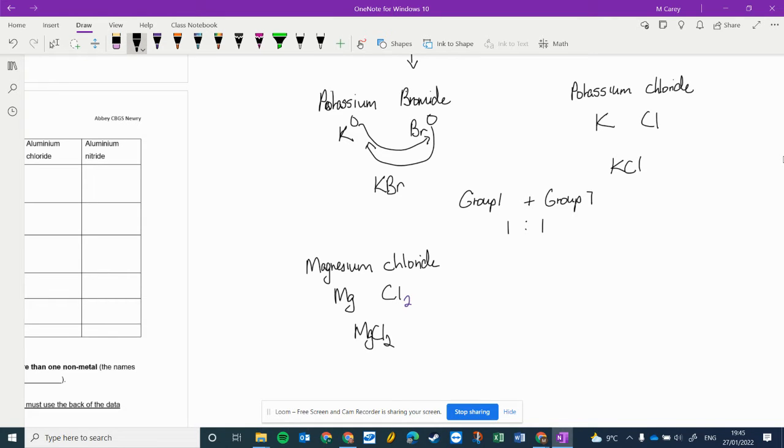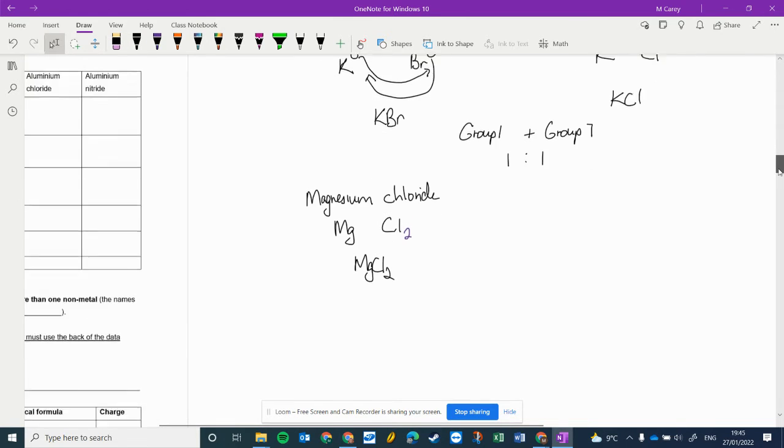MgCl2. Now, if you think of the ionic bonding, magnesium has 2 electrons to lose. Chlorine atoms have 1 electron to gain. So you're always going to need 2 chlorines for every magnesium. All right, so this, we did a wee bit in ionic bonding. Okay, so let's have another look at this.